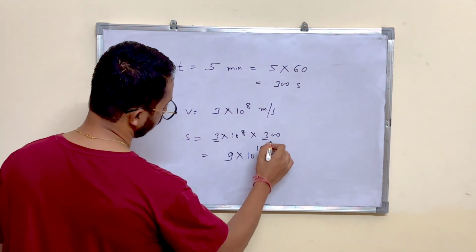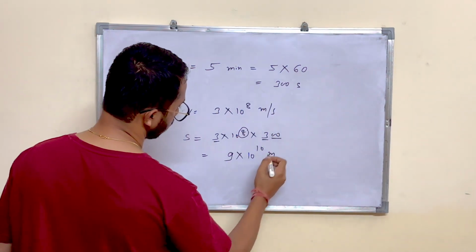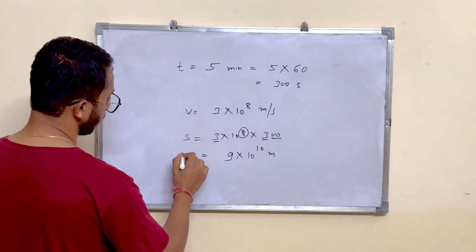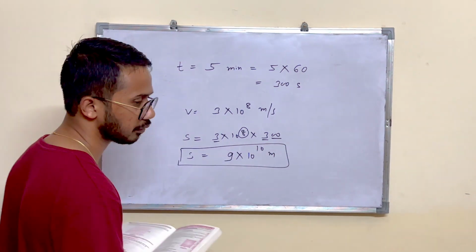This 3 with 3 gives us 9. This is 8. Here we have 2 more zeros, so 10⁻10. So displacement will be 9 into 10⁻10 meters for the spaceship.